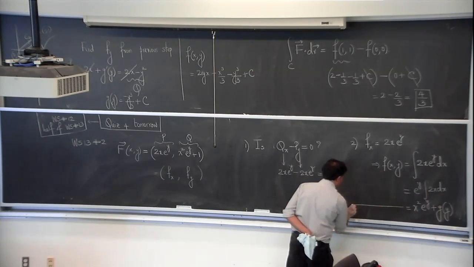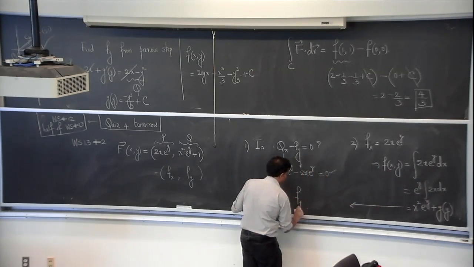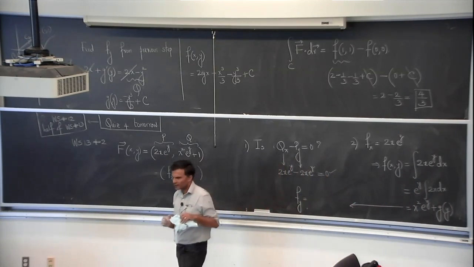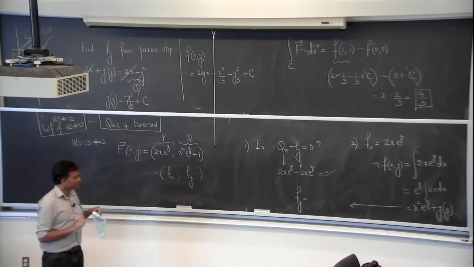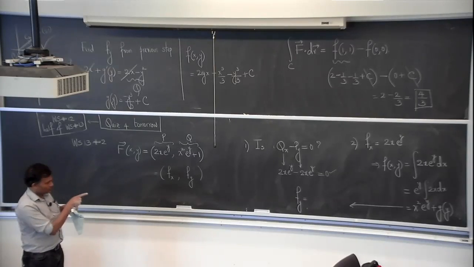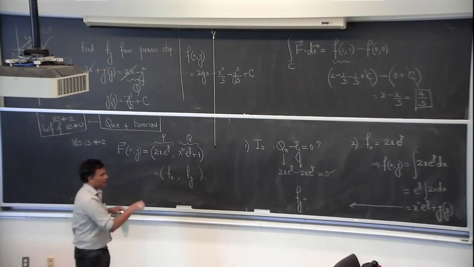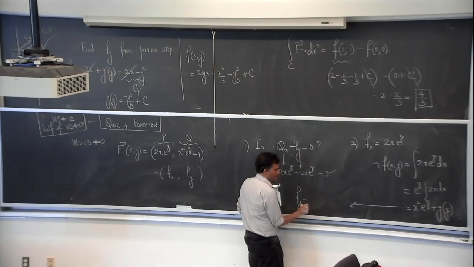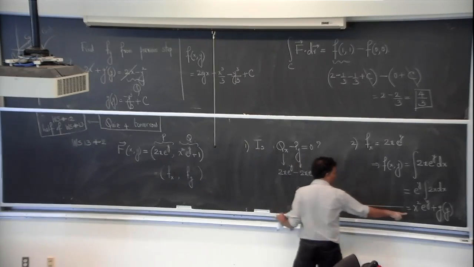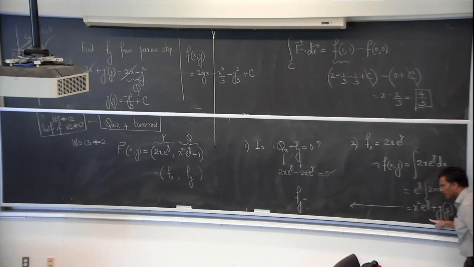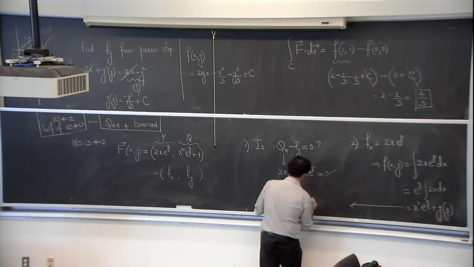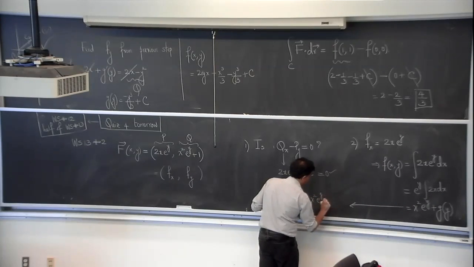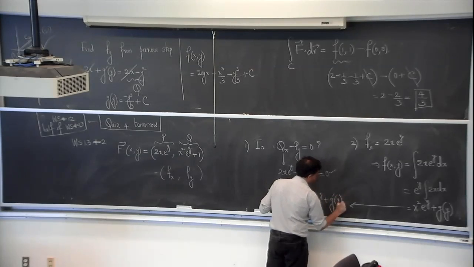So from here, find partial fy. What is partial fy here? From there, not from the q. This one. What is partial fy from here? Okay, good. x square e to the y plus g prime y.